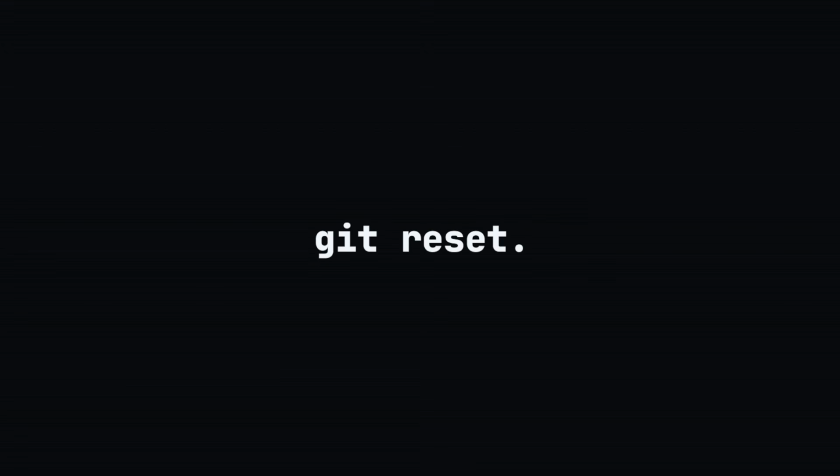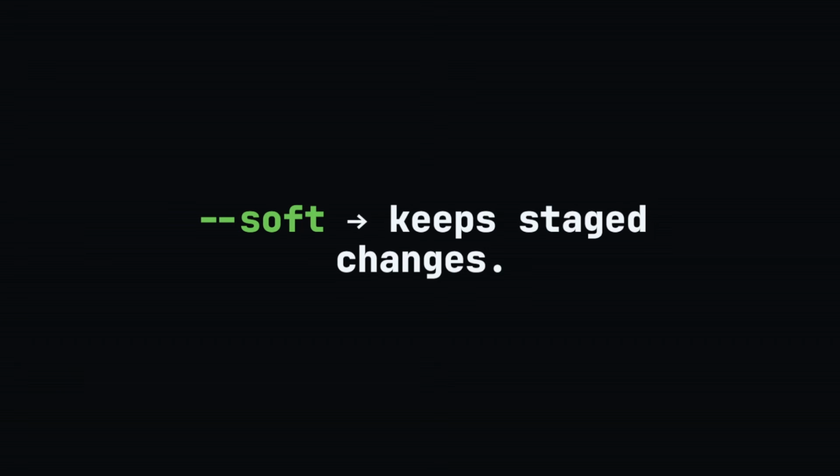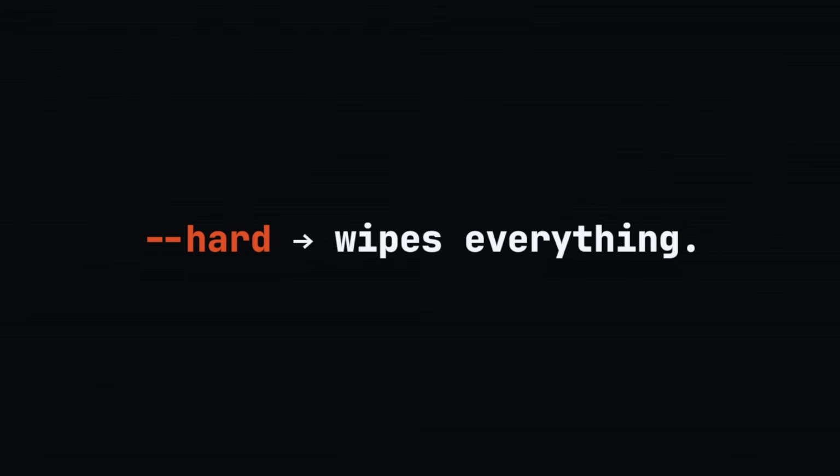Git Reset. Don't blow away your whole branch, just move head to where you need it. Soft. Keeps your changes staged. Mixed. Keeps them in your working directory. Hard. Wipes everything. Now you know which mode to use.